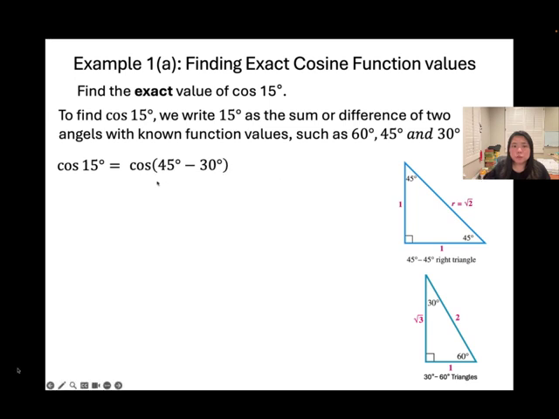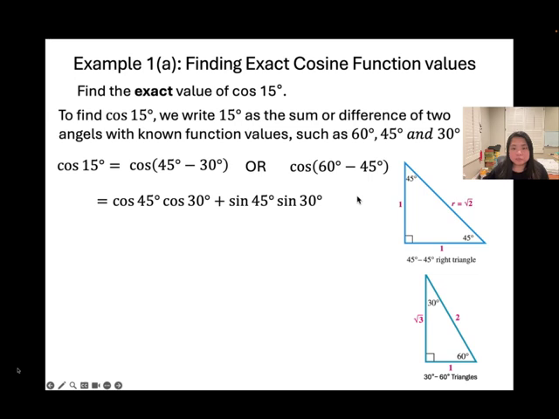We could do 45 minus 30, or you could do 60 minus 45. Both of them, you're going to get the same answer. But I would choose this one, cosine of 45 degrees minus 30 degrees. Now you're going to apply the cosine sum or difference identity. That would be cosine A cosine B plus sine A sine B.